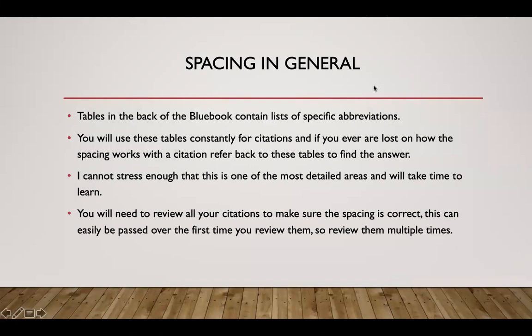Citation spacing in general. Tables in the back of the Blue Book contain lists of specific abbreviations. You will use these tables constantly for citations. If you ever are lost on how the spacing works for a citation, refer back to these tables to find the answer. I cannot stress enough that this is one of the most detailed areas and will take time to learn. You will need to review all of your citations to make sure the spacing is correct. This can easily be passed over the first time you review them, so review them multiple times.